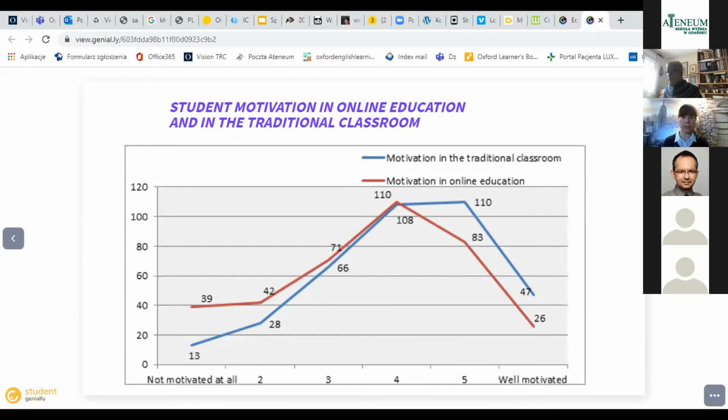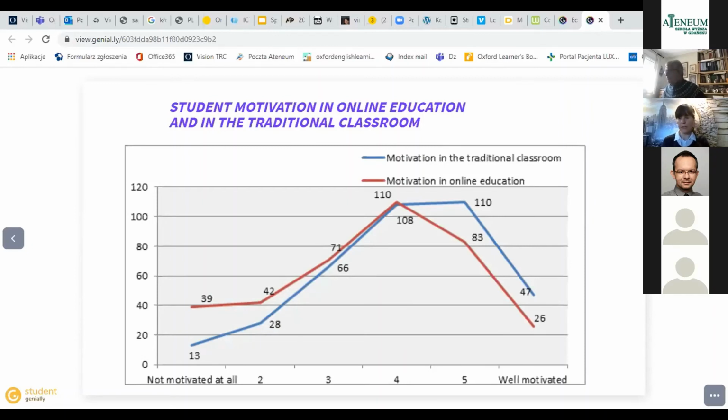There were fewer students who were highly motivated in distant education, and in the traditional classroom there are definitely fewer students who are poorly motivated or not motivated at all. So here, students definitely say that their motivation is higher in the traditional classroom.